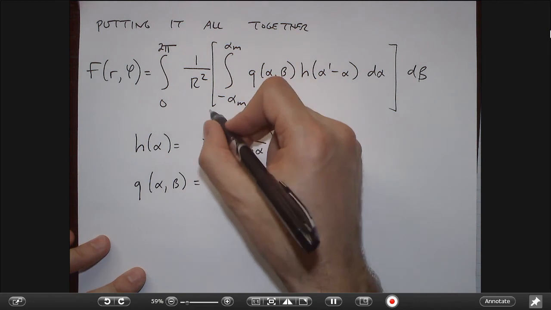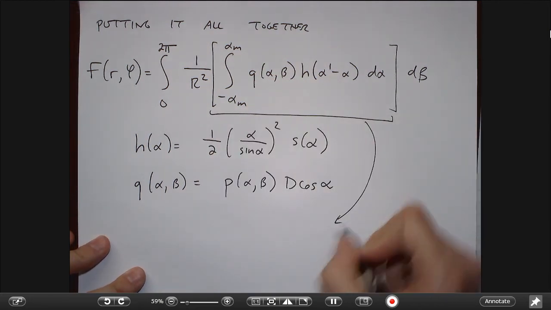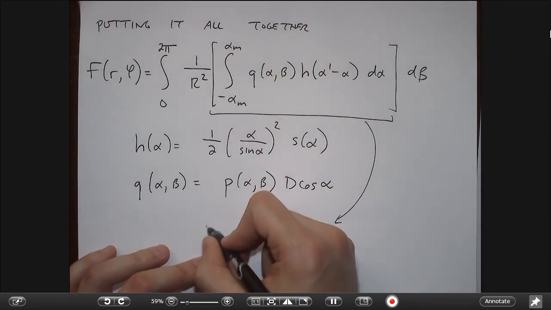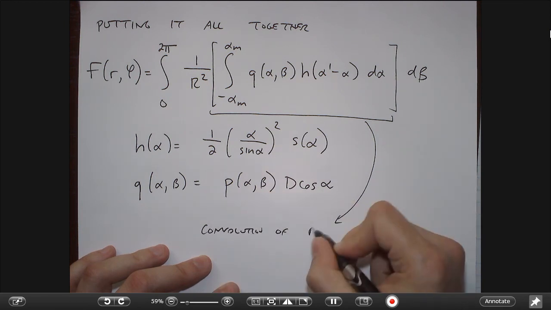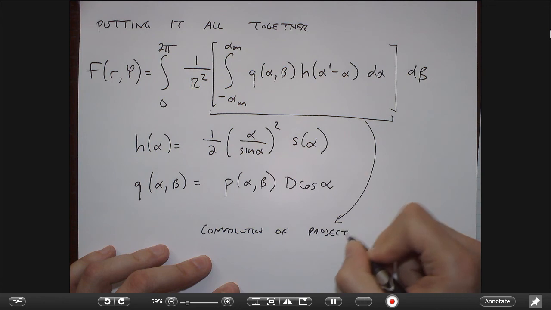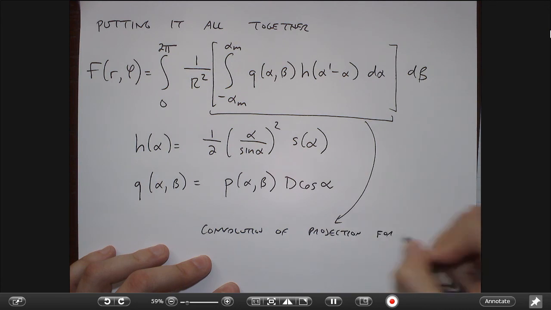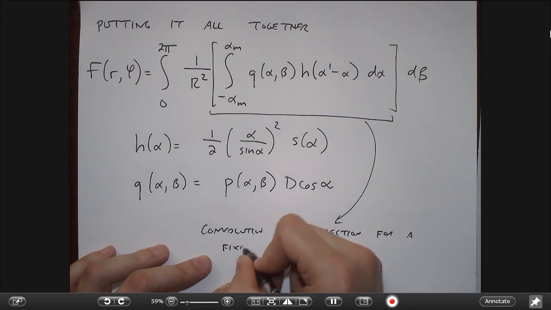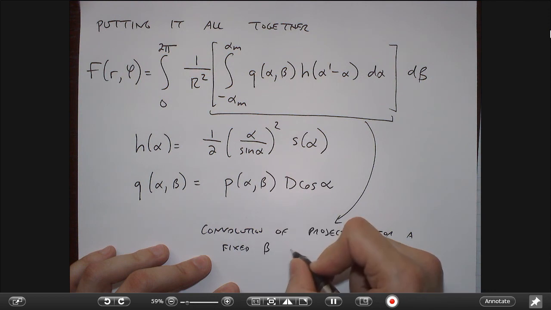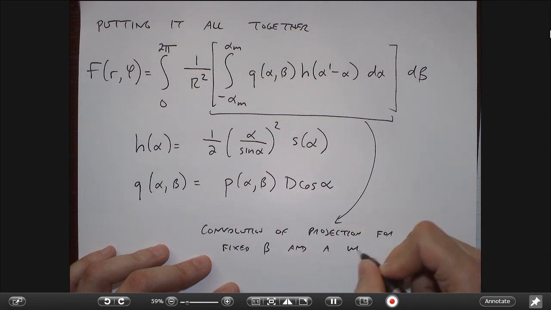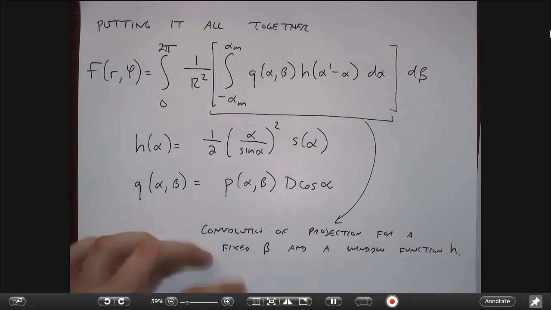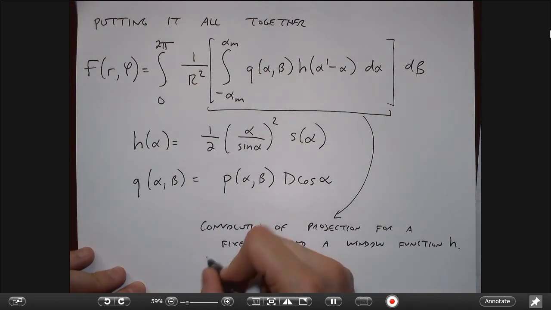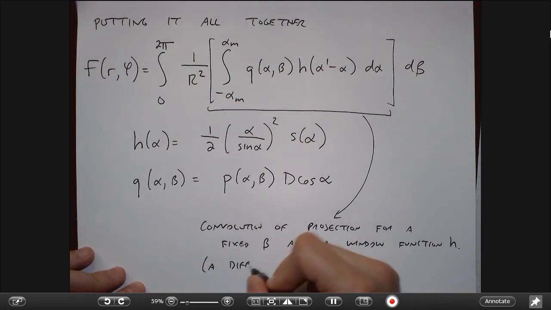So the idea is that this inner integral here, so this guy here, is just a convolution of the projection for a fixed beta and a window function h. Right? So this is just kind of like a different kind of filtered back projection.